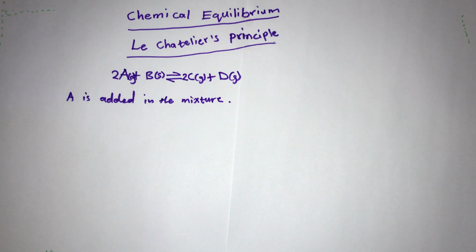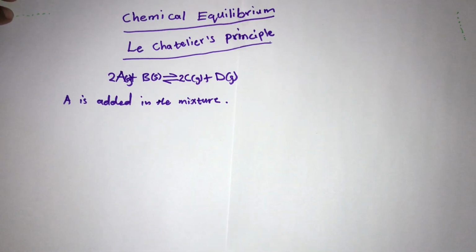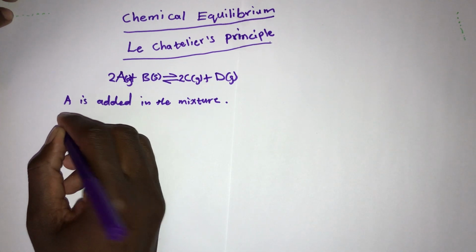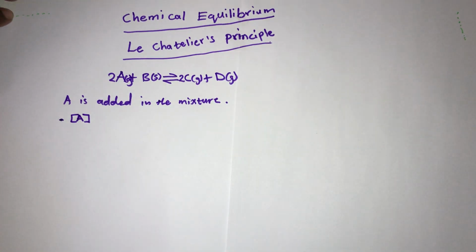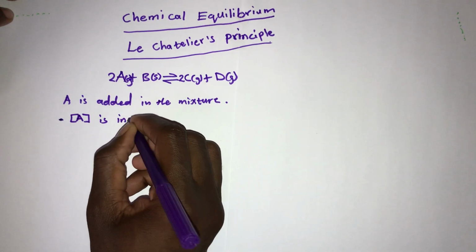Once we add or remove, it means that we're talking about concentration at that time. It's only concentration that we can add and remove. So now we're adding A, it means that we're increasing the concentration of A. Here we're going to use point form to answer these questions. Point number 1, the concentration of A, let me use these brackets for concentration, is increased.